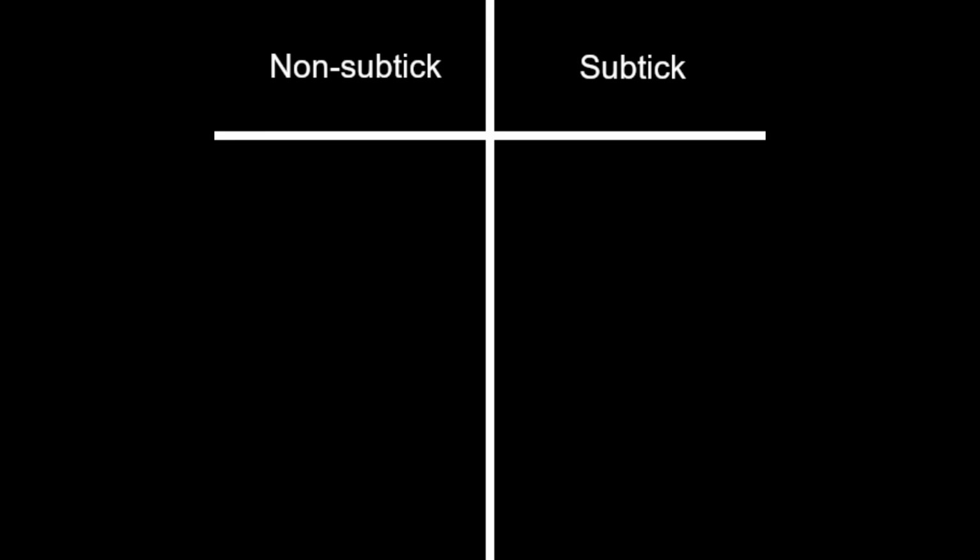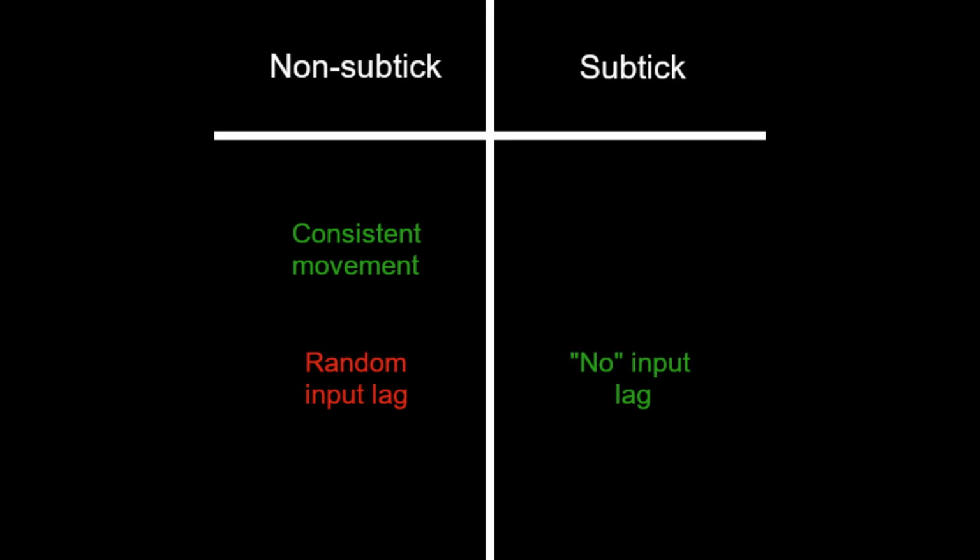This is ultimately the trade-off that comes with subtick movements. You can choose to have a non-subtick system like CSGO with consistent movements but random input lag, or you can have a subtick system that remedies the input lag problem but now causes slightly inconsistent movement. In a tick-based system, unfortunately, as far as I'm aware, there's no good way to straight up solve both of these issues at once, and undoubtedly if there was, then Valve would have probably opted for it instead.